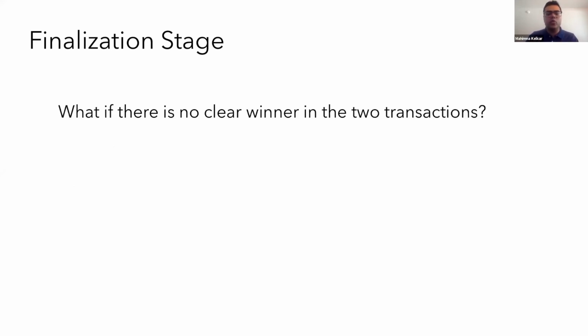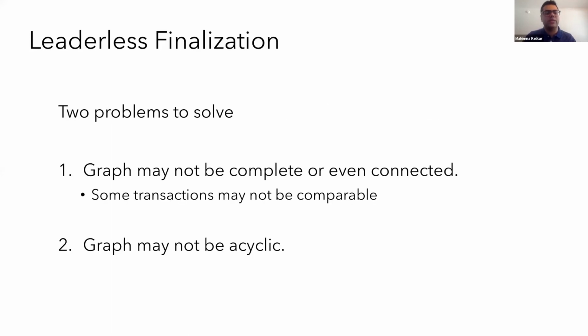If there are no clear winners, I'll show how we can still order transactions. Basically, there are 2 problems to solve at this point. One is that the graph may not be connected or complete, so there may not be a single clear winner. The second problem is that the graph may be cyclic, thanks to the Condorcet paradox that I mentioned earlier, which leads to these non-transitive orderings.